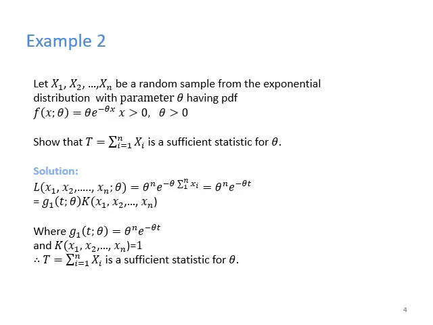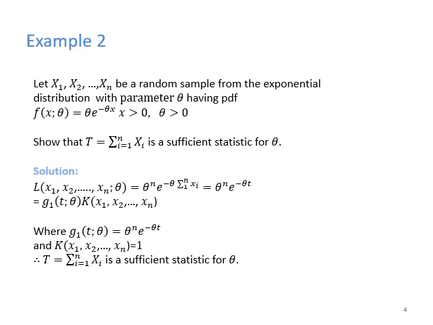In the second example, we have a random sample from the exponential distribution with parameter theta. As you know, the probability density function of the exponential distribution is as given in the slide. Again, we want to show that summation xi is a sufficient statistic for theta. So the likelihood function of the exponential distribution, of course, is familiar to you. It's given by theta power n e raised to the power minus theta t.